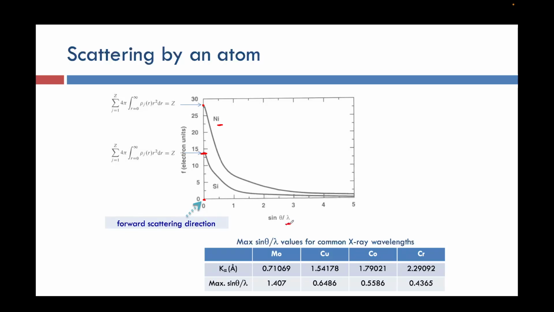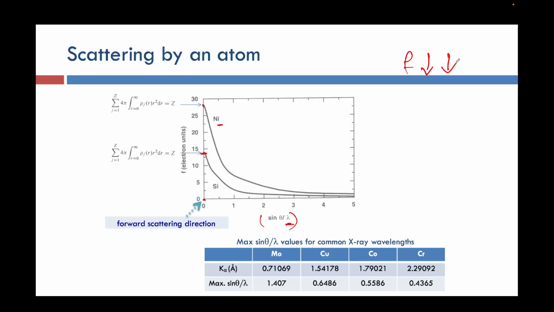Now remember, my lambda is constant because I am considering coherent scattering, right? So when lambda is constant but I am varying theta, as sine theta by lambda increases, this f value starts decreasing, and my scattering ability of the atom eventually decreases. When my scattering ability is decreasing, I will not be getting any more net amplitude. That means my amplitude will be decreasing and eventually my intensity will be decreasing.